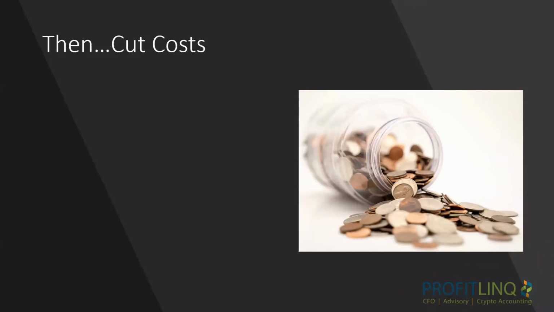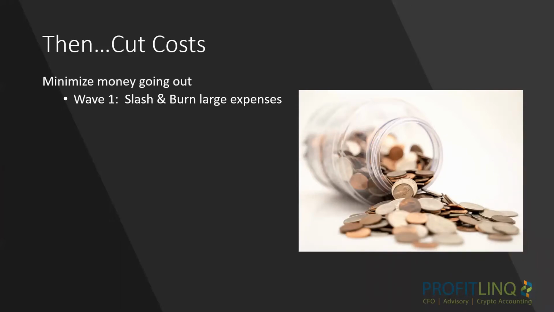So now it's time to start cutting costs. And where do you start? You want to minimize, obviously, the money going out. And cost cutting happens in waves. I think we've already passed wave 1, which is slash and burn large expenses. And this is looking at all capital expenditures. This is leasehold improvements. This is buying buildings. This is buying machinery, equipment. Those are pretty large cash outflows that we need to put on hold until we really have a better idea of what the recovery looks like.